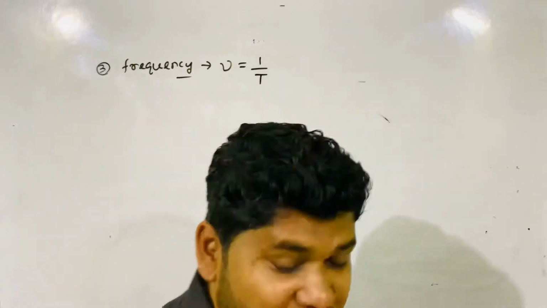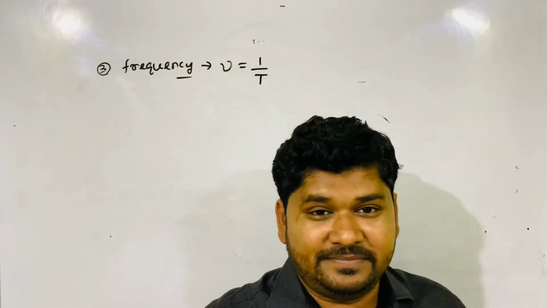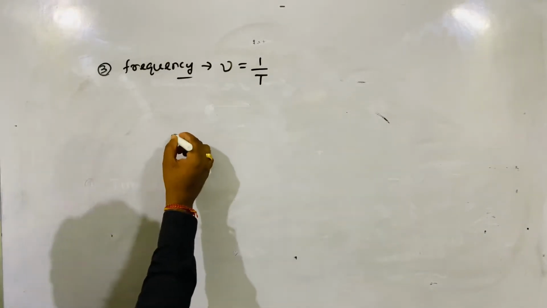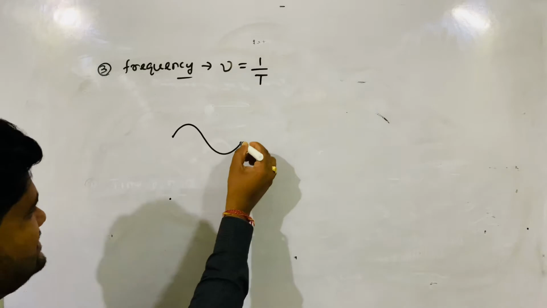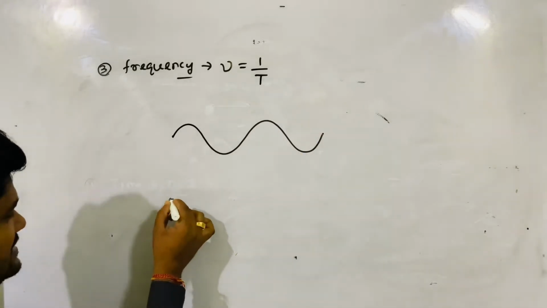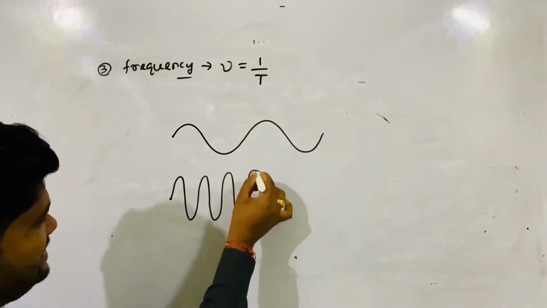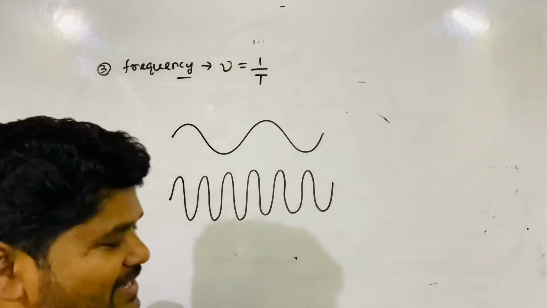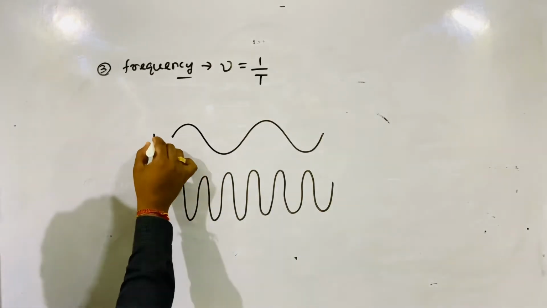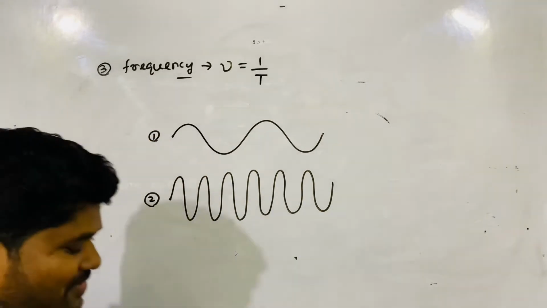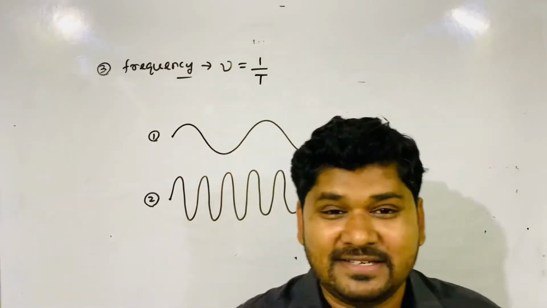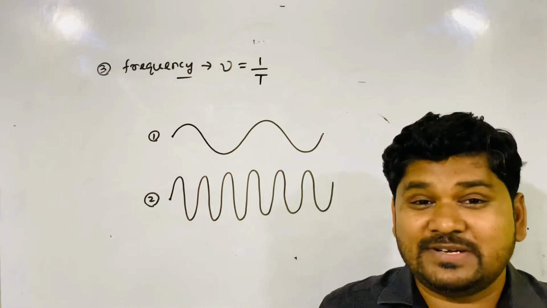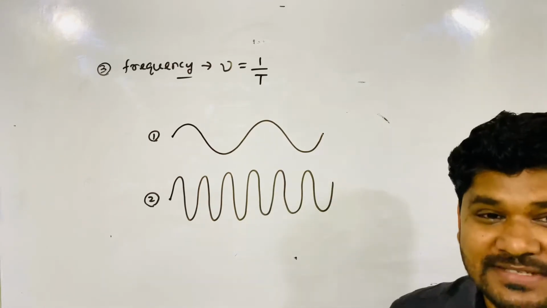But if you want to understand frequency practically, suppose we compare two waves. At the same point, in 1 second the wave passes like this, and in 1 second you see the wave passes like this. In the same time through the same point. Between them, this is number 1, this is number 2. Which one has more frequency? Where do more waves pass? First one or second one?